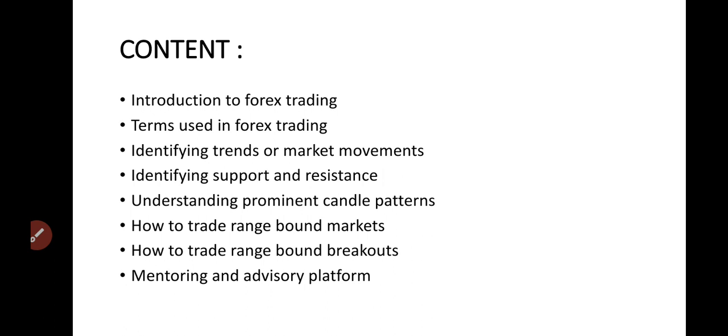Here we have the contents of the video, which are going to be explained one by one later. The first is introduction to forex trading, terms used in forex trading, how to identify trends or market movements, how to identify support and resistance, understanding prominent candle patterns that will help in trading, then how to trade range-bound markets, that is ranging markets, and also how to trade range-bound breakouts.